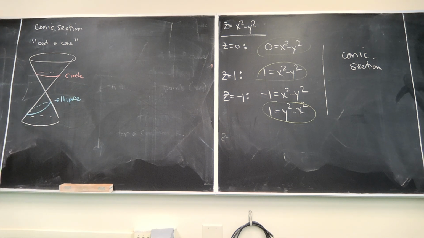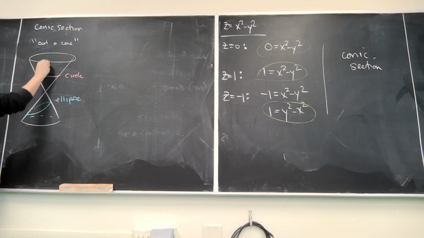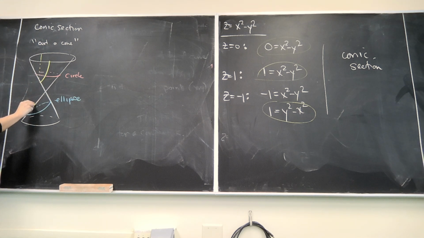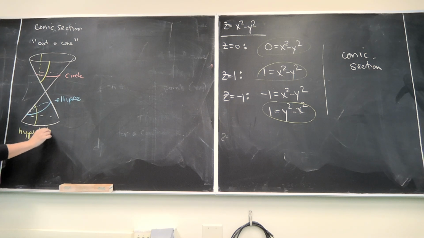If you had cut the cone straight up and down, parallel to the axis of the cone, say, you would get a figure that looks like this. Same cut on this side looks like that. That's a hyperbola. Two branches because you're cutting through both halves of the cone.